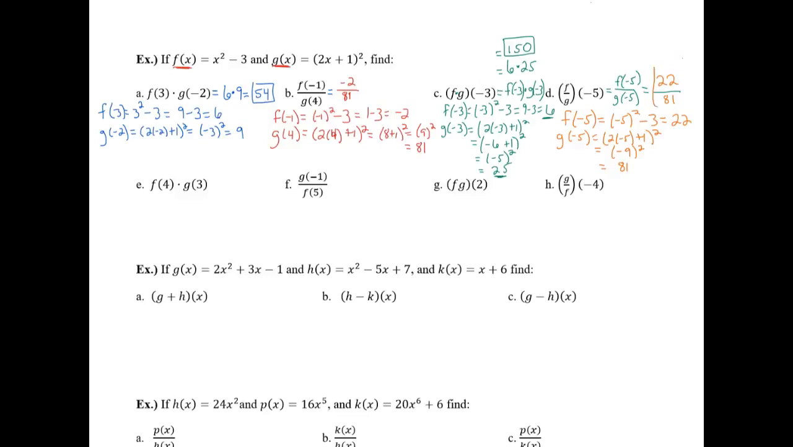You should always look to see if you can simplify these fractions. In this case, this is 2 times 11. 81 only has 3's. There's nothing here that's going to simplify. Same thing here. Nothing there that will simplify. But you always need to check. Why don't you try the next ones?